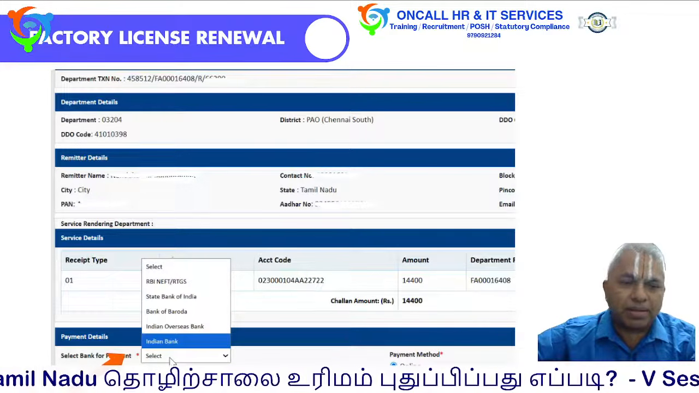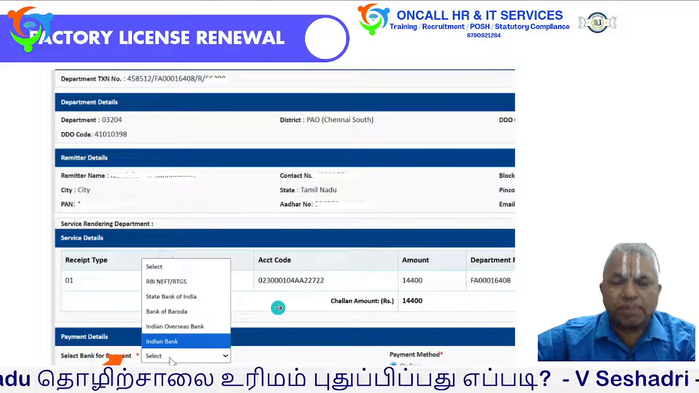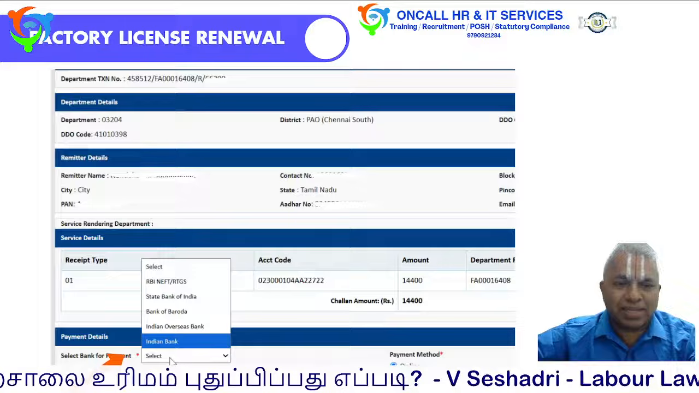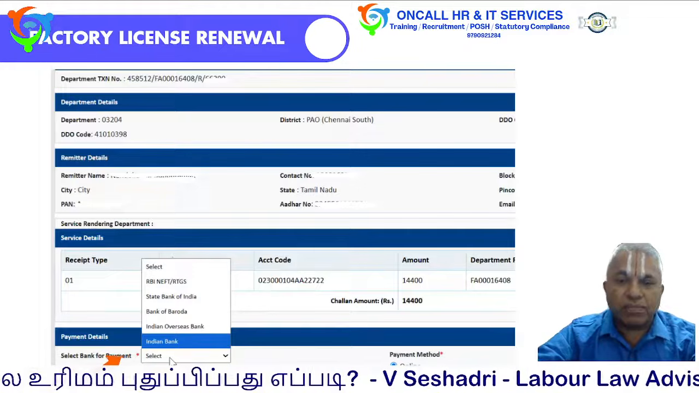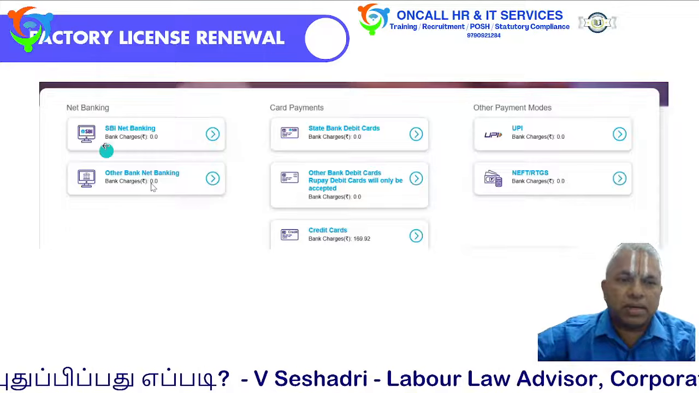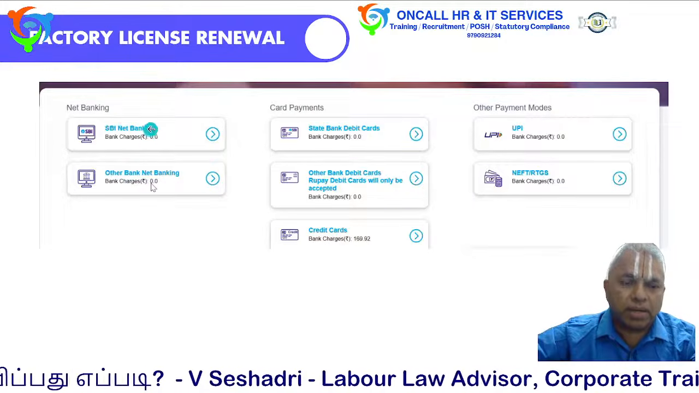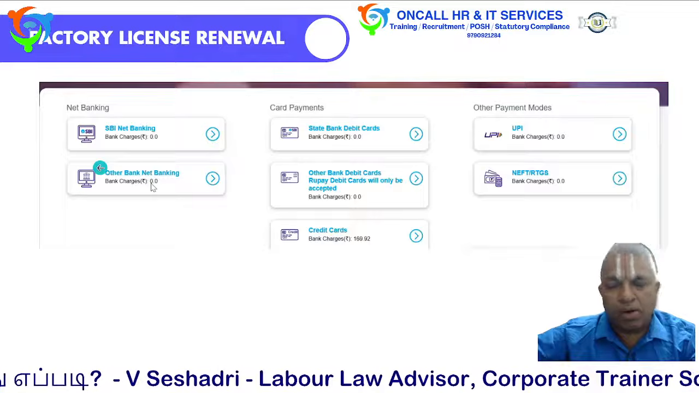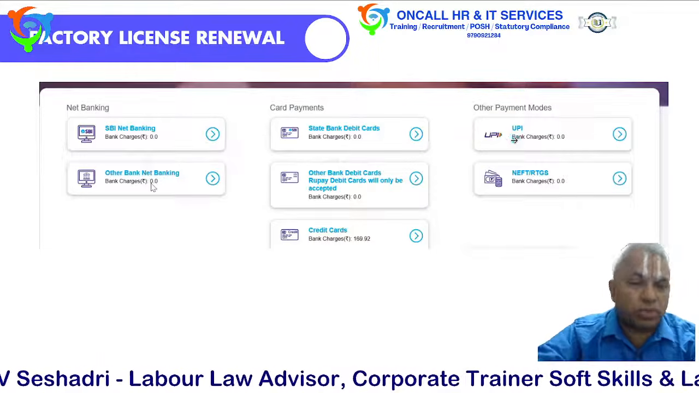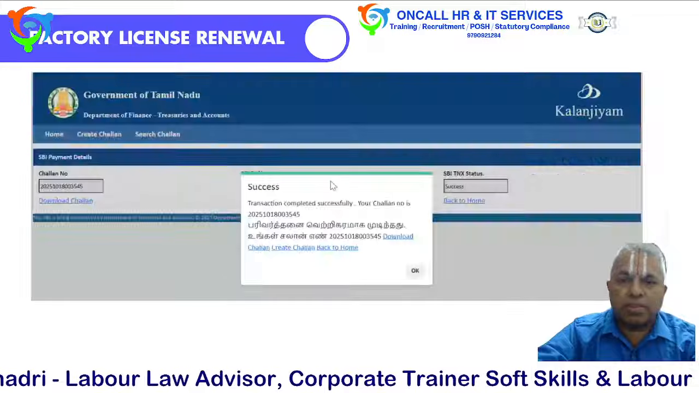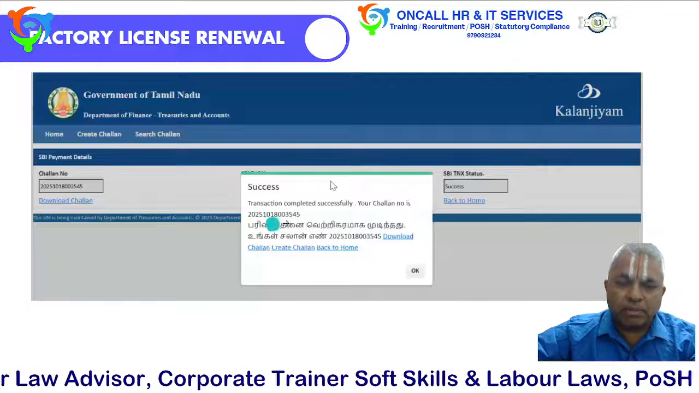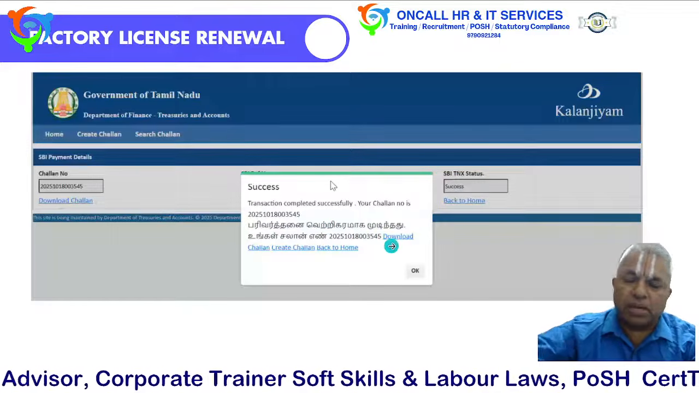You have to select the bank, either State Bank or any other bank. If your company bank is not listed, you can select State Bank, as State Bank will act as an intermediary also. You can see State Bank net banking or other banks. When you click, all the banks will be displayed. You can pay by UPI also. So you have to pay this amount. As soon as you pay, it will show success. Your transaction is successful. You can download the challan also here.